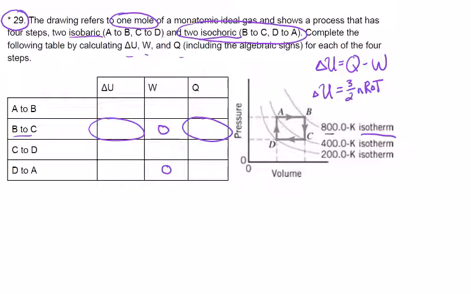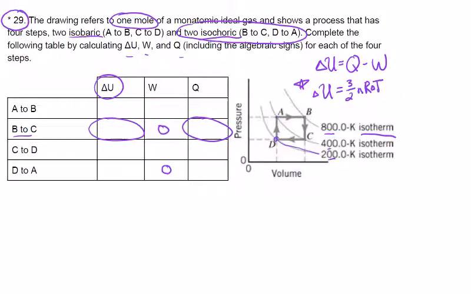Now this one was nice. They give us the temperature of these different isotherms. So D, for example, is on this bottom isotherm, so it's at 200 Kelvin. C and A are both on the same isotherm, so they're at 400 Kelvin, and B is along this top isotherm, so it's at 800 Kelvin. So when you're trying to find all of these changes in internal energy, you should be able to use this equation to actually find them.